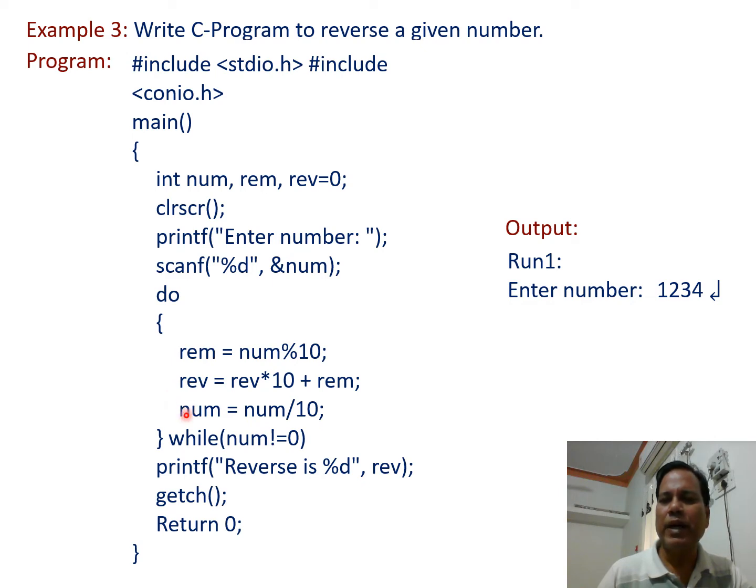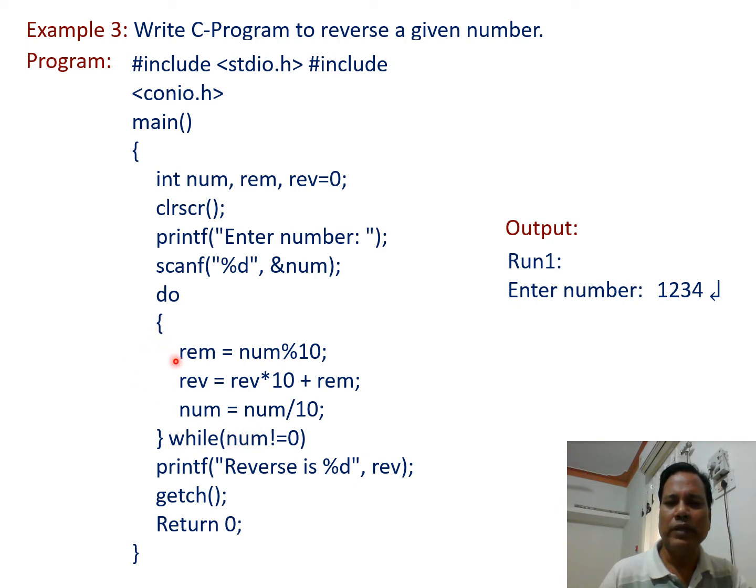The number is obtained after separating the 4. So rem equals num % 10, that is, we divide the number by 10 and get the output 123. So 123 is obtained and is stored in the variable num. After that, the condition is checked: num is not equal to 0. This time num is 123, which is not equal to 0, so the condition is true.